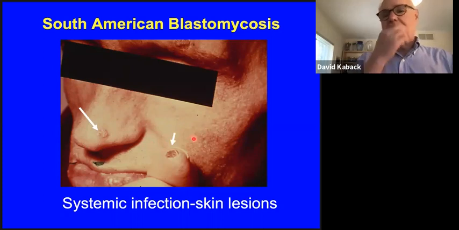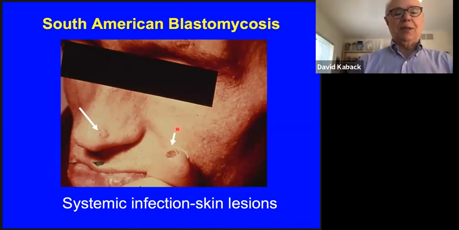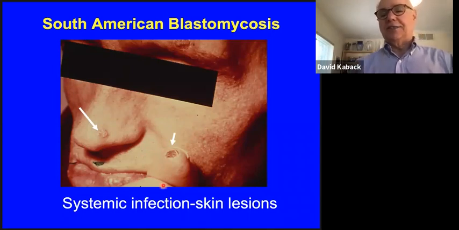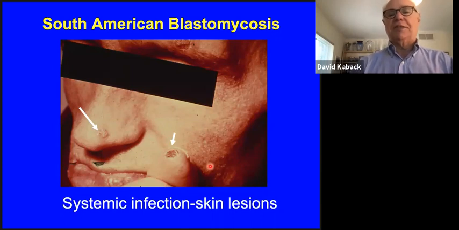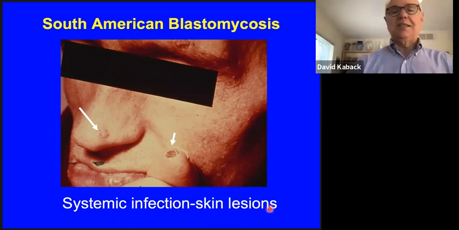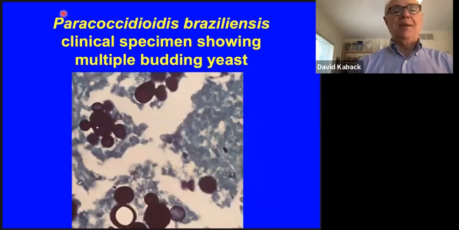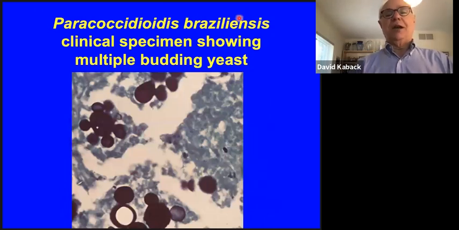Okay, what's distinguishing about South American blastomycosis, aside from the fact that we usually only find it south of our border, maybe a little bit in South Texas, but everything else is restricted to everything south of that. And that tells you a little bit about the name, Paracoccidioides brasiliensis, clearly South American blastomycosis.